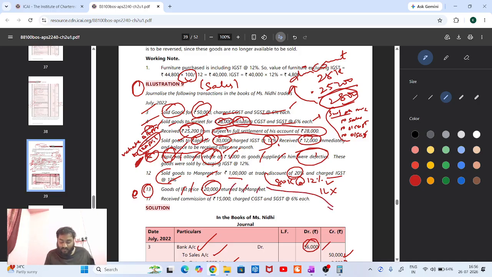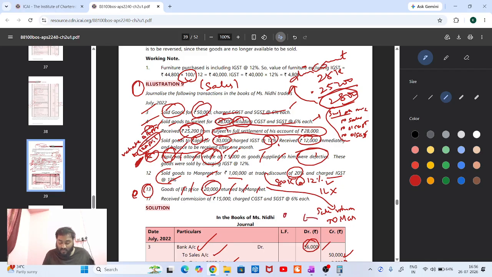What do we do here? Monthly returned goods, so sale return. Sale is a credit balance. Sale return is a debit balance. Sale return to Manpreet. Manpreet is a debtor, so in order to reduce his balance we credit.